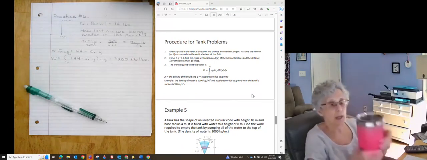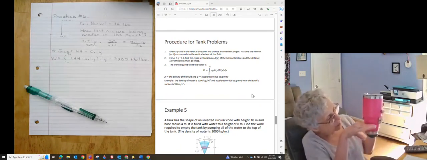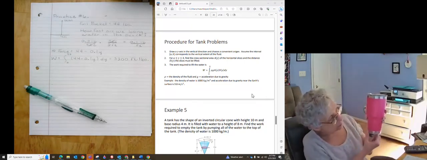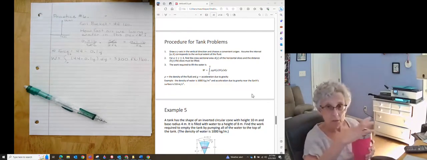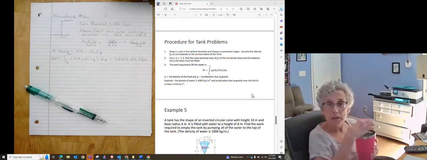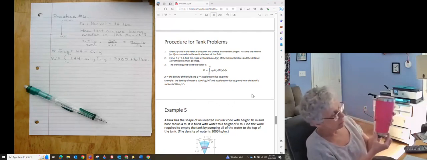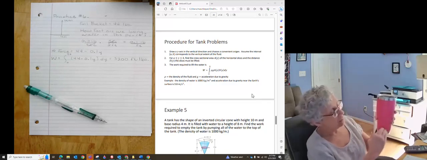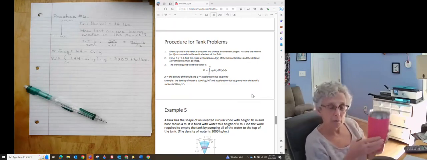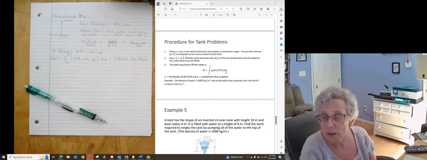So assume we have a tank that looks like my cup here. We divide it into slices and we calculate the area of each slice. Each slice would be a circle in this case, if this were my tank. So we find the area of each slice and then how far each slice has to travel to get to the top of my cup. And that's how we figure out the amount of work it takes.